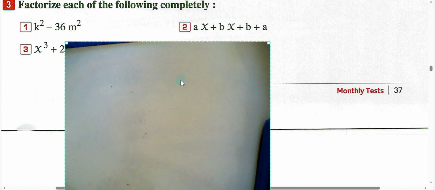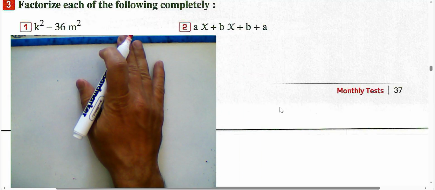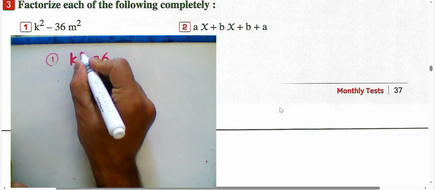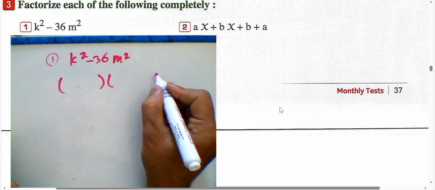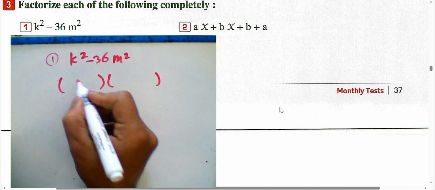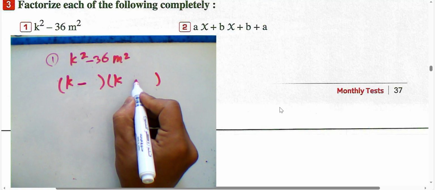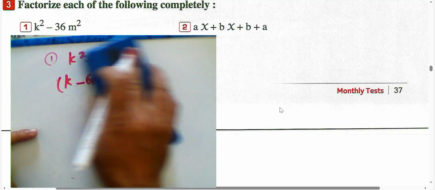Next question, factorize each of the following. Number 1, k power 2 subtract 36 m power 2. We can factorize this expression. k power 2 is k times k, negative and positive 6m and 6m, the square root of the first and third.